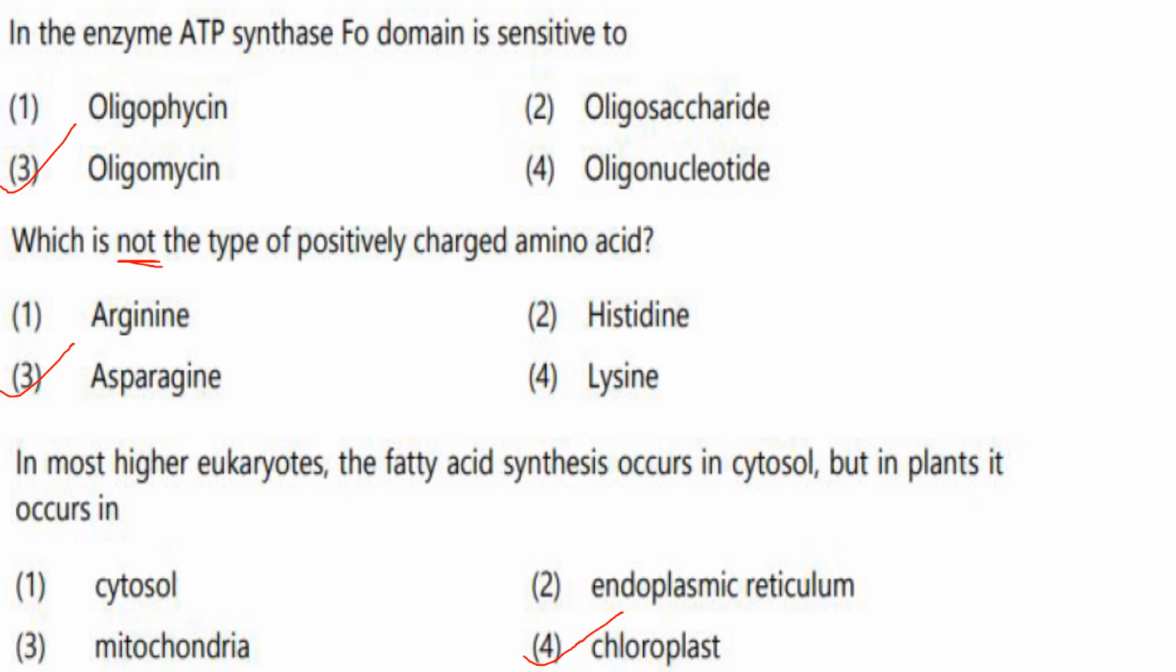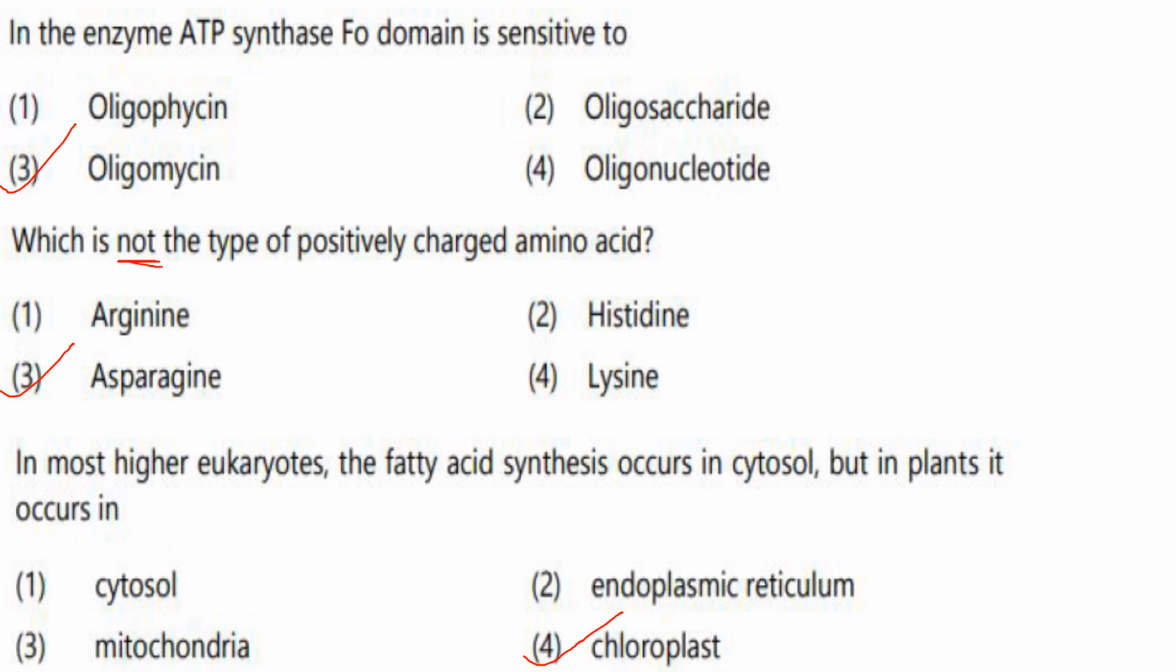Then next one, which is not a positively charged amino acid? So they have asked which is not a positively charged amino acid. Arginine, histidine, lysine are positively charged, whereas asparagine is polar and uncharged. So the answer here is option 3.